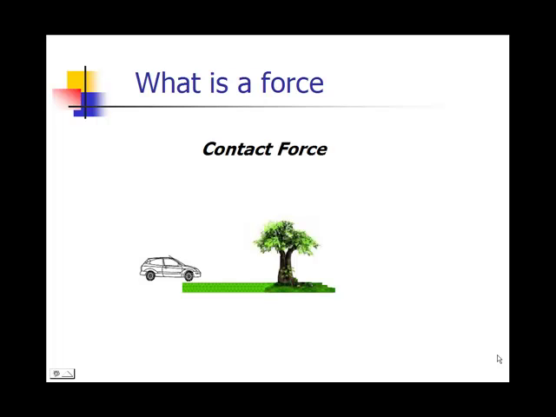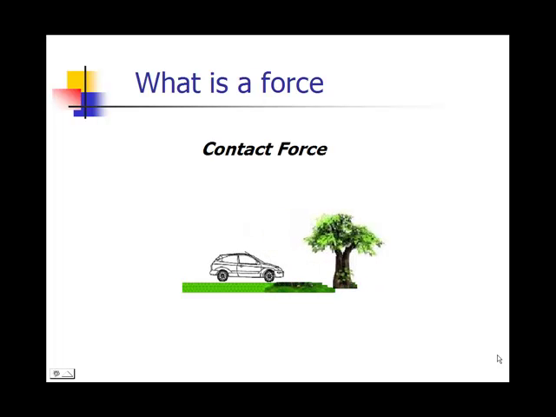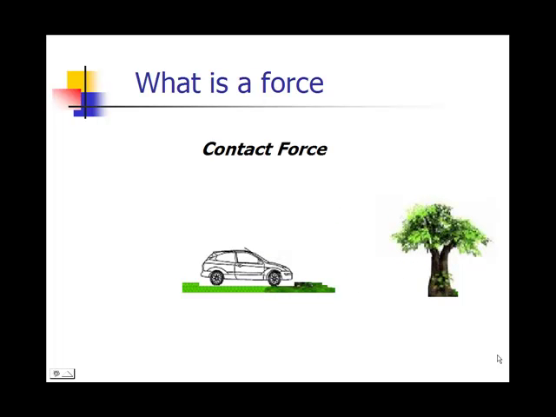Now the next example is on contact force. Contact force exists when two bodies actually make contact with each other. So you can see that before the car makes contact with the tree, there are no forces acting between the car and the tree. When the car actually makes contact with the tree, there are forces existing between the two of them. The car hits the tree, so it exerts a force on the tree, and the tree likewise will exert a force on the car. Now these two forces are contact force.